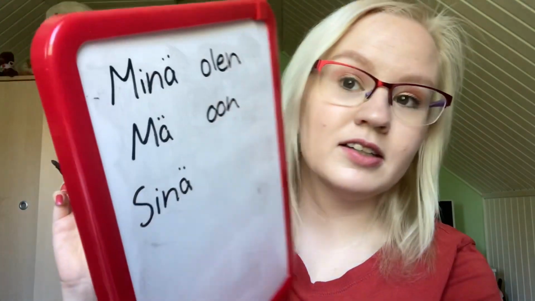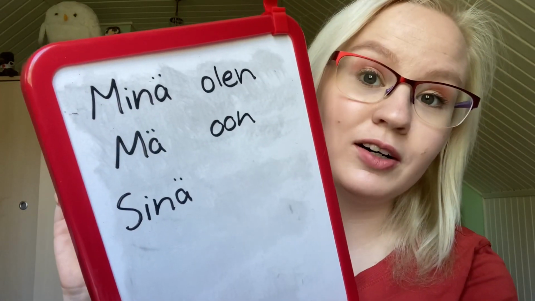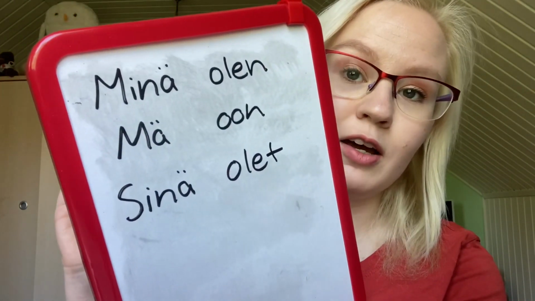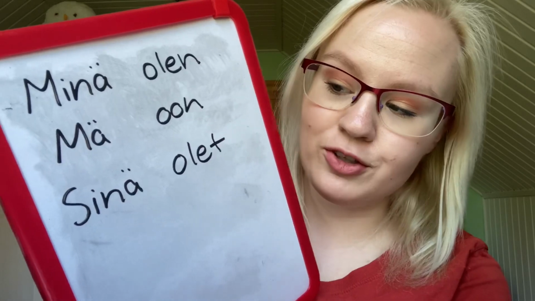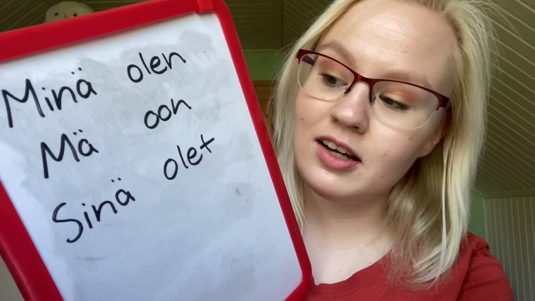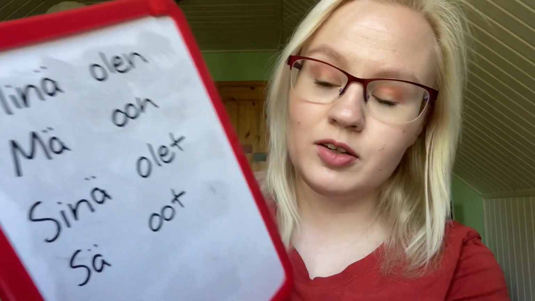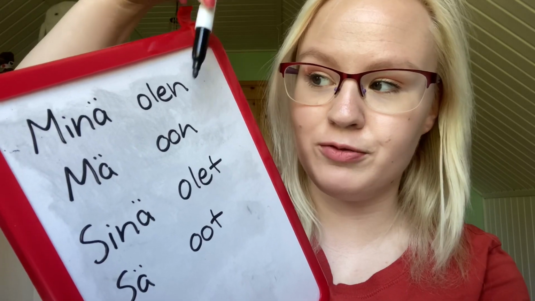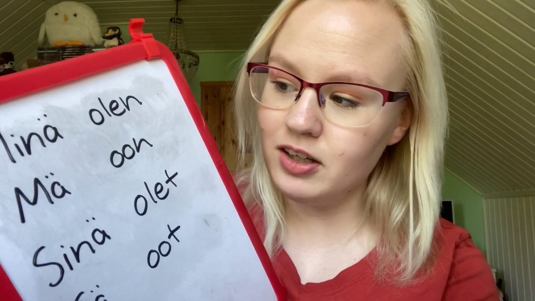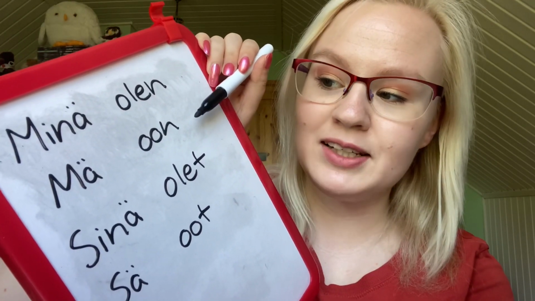Yeah. So then you are. You is sinä. Sinä. And you are sinä olet. Sinä olet. You are. And there's also a different version of this, just like with minä olen, and it is sä oot. Sä oot. If this is really confusing with the two versions, I suggest that you just learn the first one. Because I just write these because what people really say in speech are these.